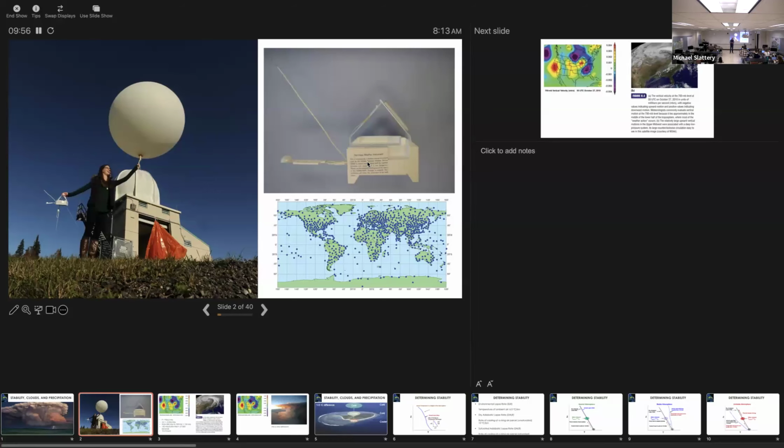Is there a reason why balloons are better than other methods, like radar? Yeah, it's a great question. And so the answer is yes. Nothing beats the actual instrumented data.